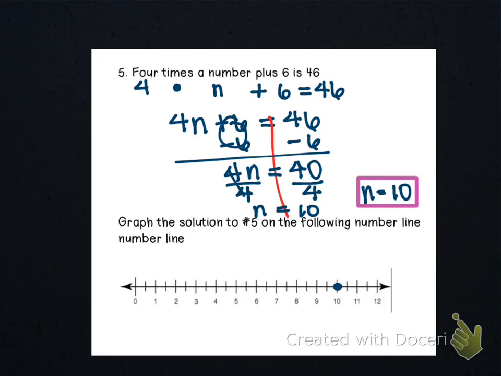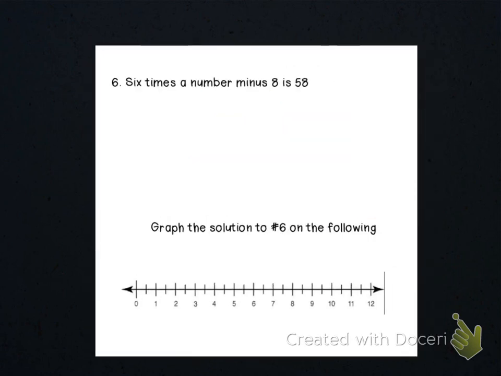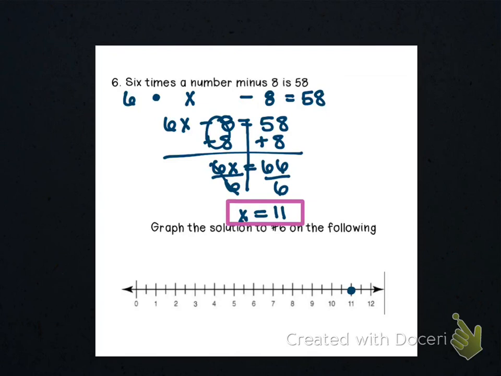Okay, we have one more, number 6. I want you to write it and solve it and graph it and press play when you have finished. All right, so I got x is 11. I got my equation is 6x minus 8 equals 58. Check your work, see if you got it, and make sure you make notes of any questions that you may have over today's lesson.